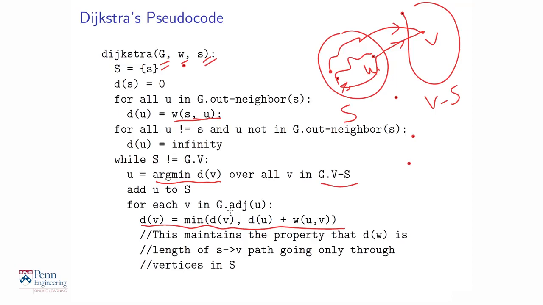So this maintains the property that d of w is the length of the s to w path, there should be w here, the s to w path going only through vertices in S. So again, d of any vertex is always going to be the length of the shortest path that goes only through capital S before jumping over to that vertex.